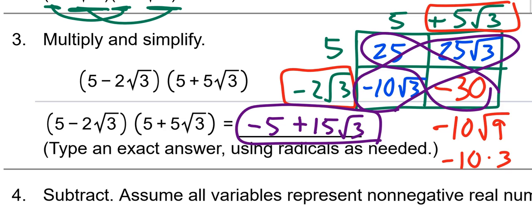See, I think it would help you if you would actually think about it like this, like I wrote, negative 10 times 3. And then I would actually make that negative 30. But notice how that's a like term to this one? So those two can be added, and these two can be added. This part right here is negative 5, part of my answer. This part is my 15 radical 3, because you got 25 of these things, and you take away 10.